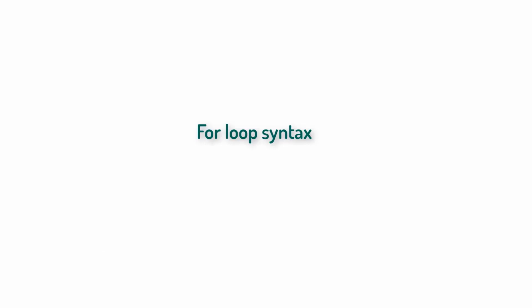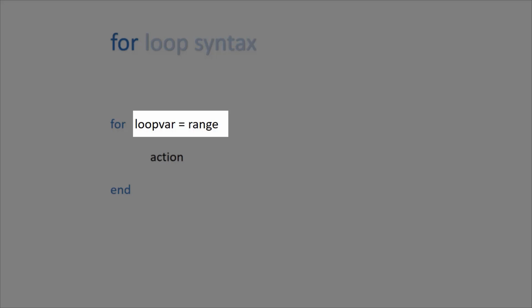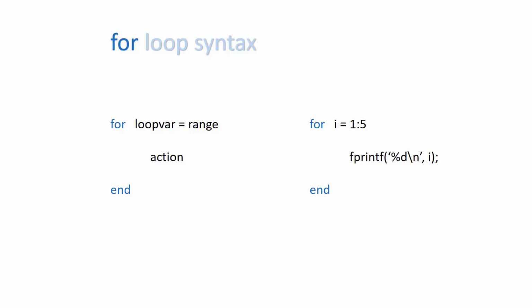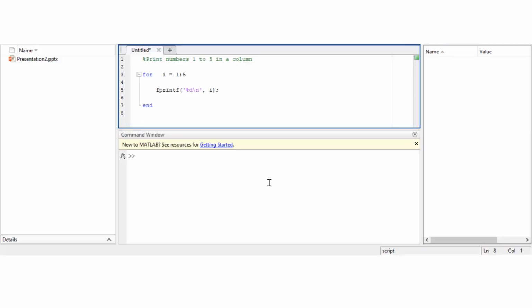Let us look at the syntaxes for and while loops in depth. Starting with the for loop, the syntax is for followed by a loop variable, and you specify the range of values it can take, followed by the action. After the loop finishes executing over the range of values specified, it hits the end. Now let's look at this simple example which demonstrates how a for loop works.